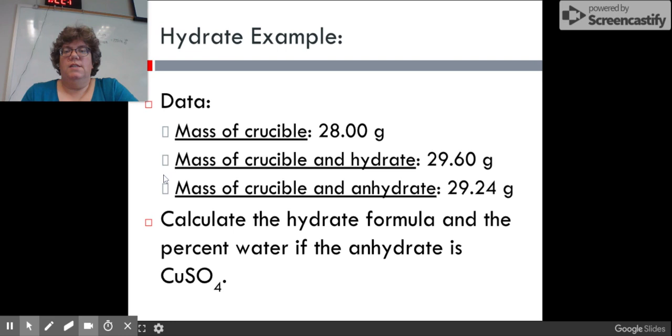So here's an example. We weighed the crucible, got 28 grams, added the sample to it, so the mass of the crucible and the sample was 29.6 grams. Then we heated it to get rid of all the water. And after we got rid of all the water, we have 29.24 grams. So then the question would ask, calculate the formula and the percent water if the anhydrate is copper sulfate, or CuSO4.